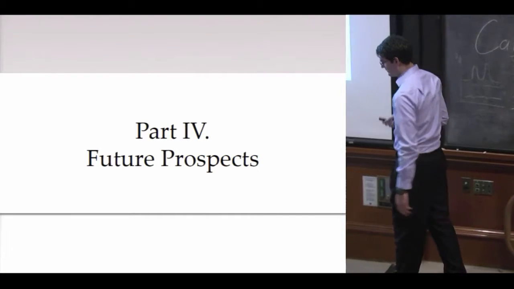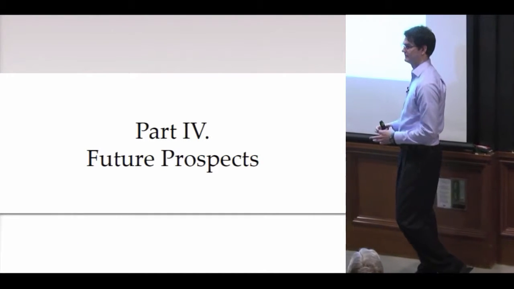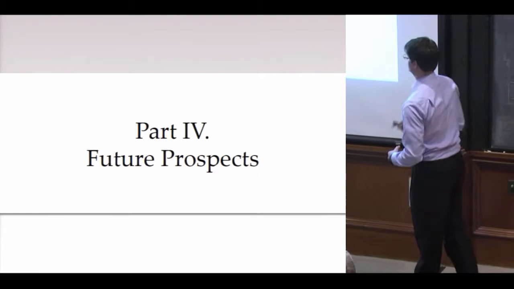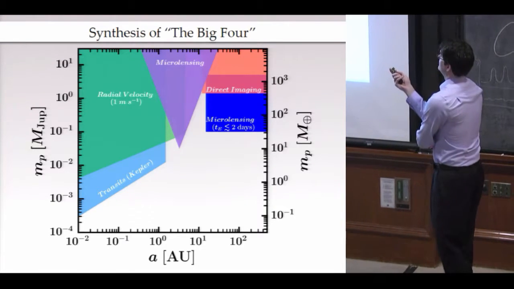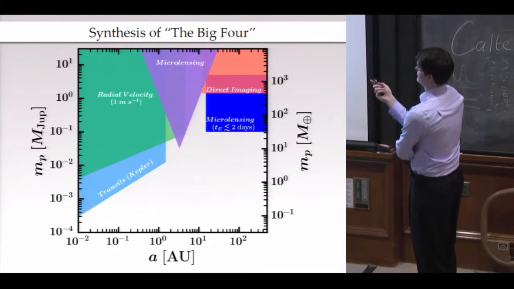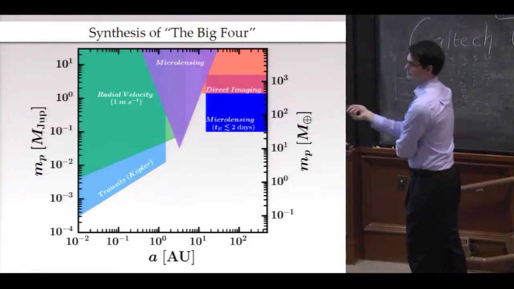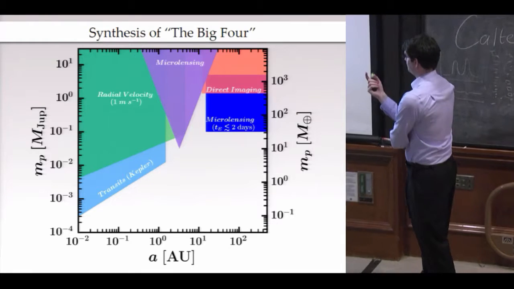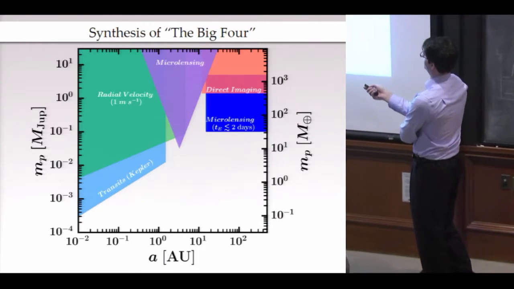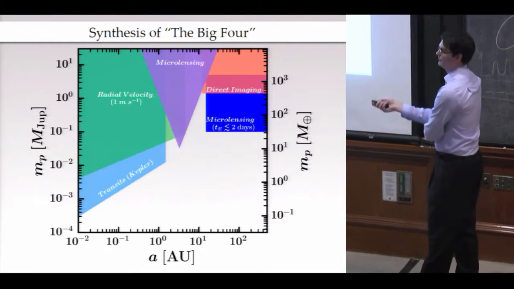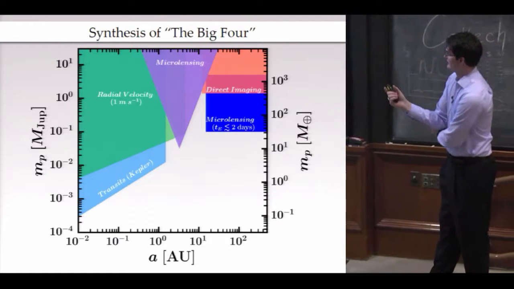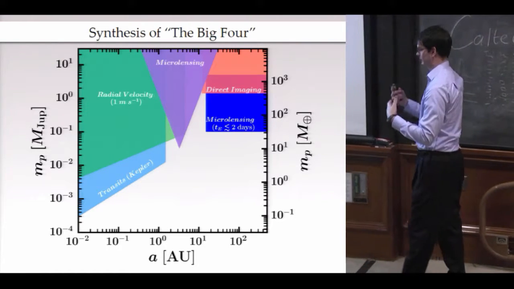Now, just very quickly, I'll summarize by looking at some future prospects for research in synthesizing results from different methods. I mentioned that I focused on RVs, microlensing, and direct imaging, but transit results are very informative as well. They allow us to probe at shorter periods very low mass planets, very small planets. And so that would be very useful to include in our analysis.